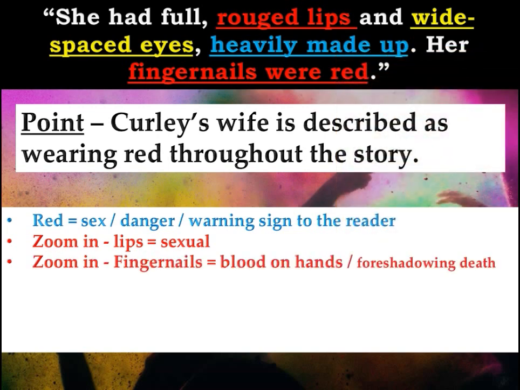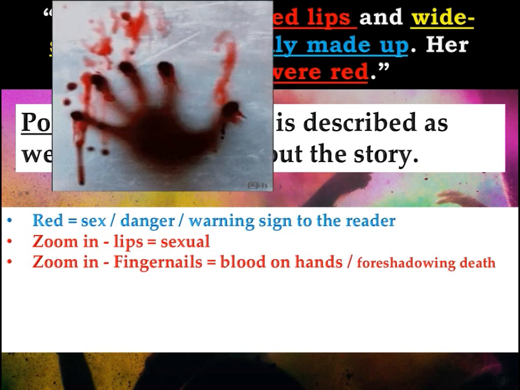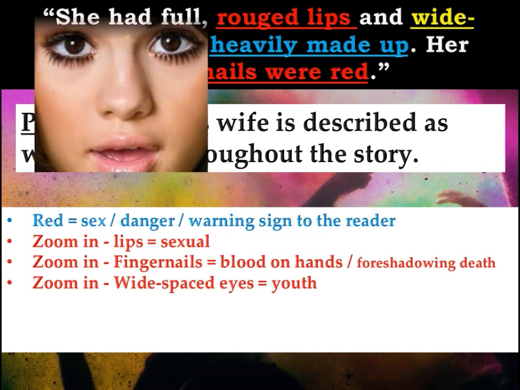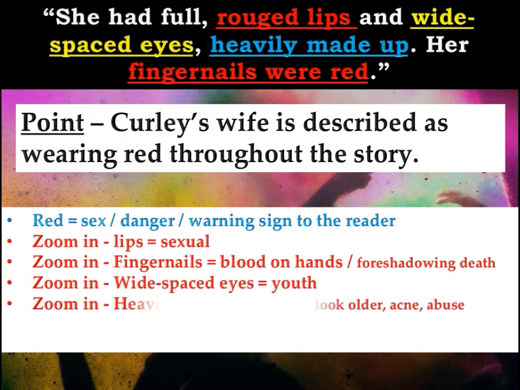Okay, I'm going to talk about fingernails. We have talked in my class about how maybe her fingernails are red. Maybe this could suggest to the audience that by the end of the story, she will have blood on her hands. So foreshadowing death. I'm going to zoom in on the wide-spaced eyes. Again, if you've been in my lessons, we've talked about that. It suggests youth. If someone's got wide-spaced eyes, it's telling the reader that this person is young.